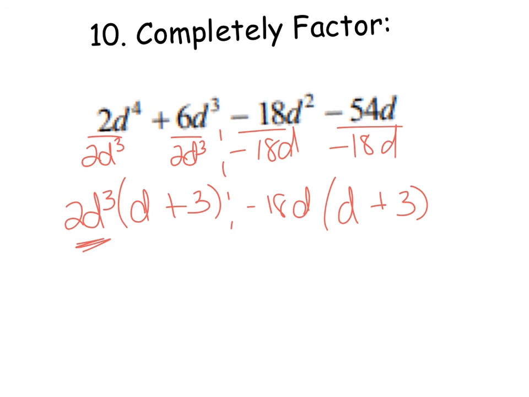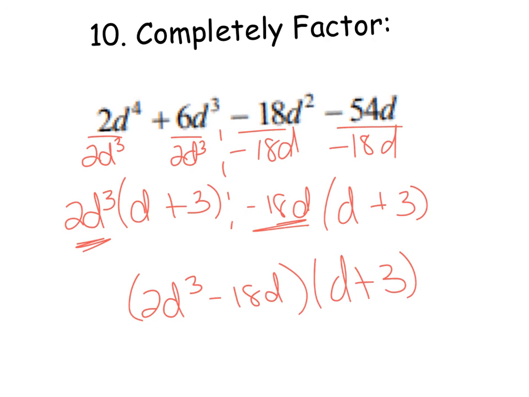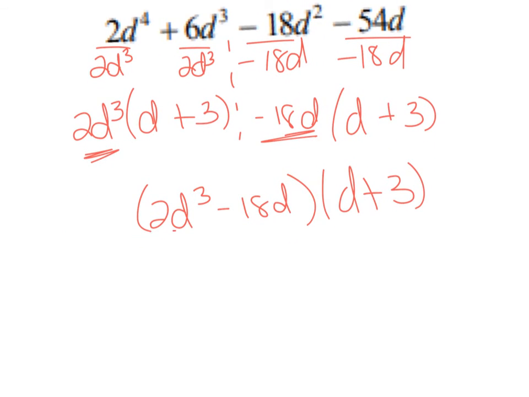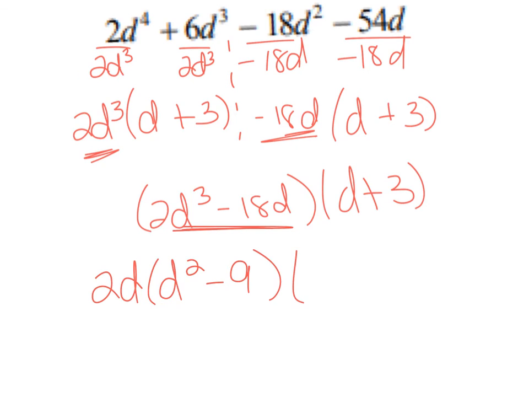Now, these guys come together in one parenthesis, and then the D plus 3 comes together in another one. And now you have to ask yourself, am I done yet? And the answer will be no, because you have to take a GCF out of here. It's a D and a 2. So you'd be left with D squared minus 9. Then you ask yourself, are you done yet? No, this is a difference of squares.